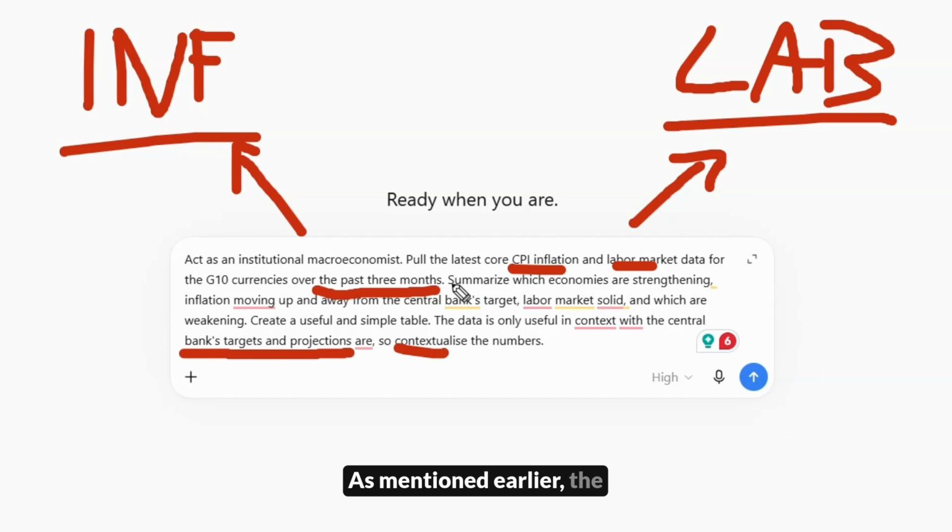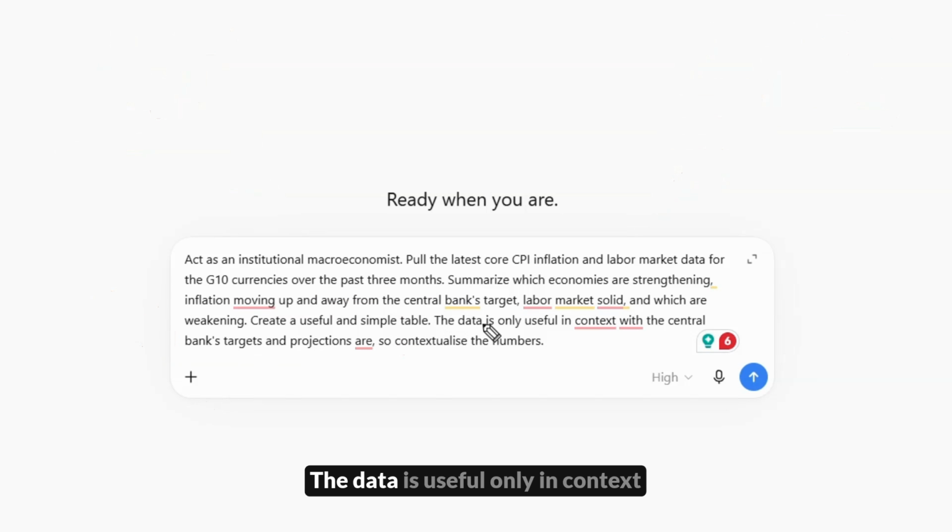As mentioned earlier, the central bank does not focus just on one single number. They want 3 months evolution of the numbers. Is it working towards the target or away from it? How are things developing compared to what was expected by the central bank or what's being targeted by the central bank? So the data is useful only in context with what the central bank's targets and projections are. So contextualize the numbers. This single line makes all the difference.